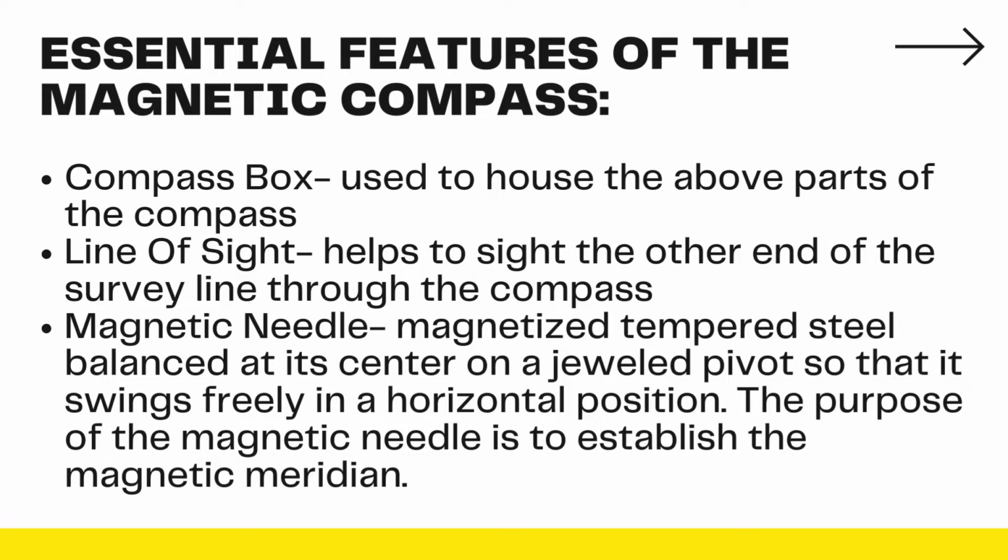The compass box is the box of the compass. It is used to house or cover the above parts of the compass. The next one is the line of sight. A line of sight helps to sight the other end of the survey line through the compass. And the last one is the magnetic needle. The compass needle is a piece of magnetized steel placed at the center of the compass, used as an indicator on the dial of the compass. The purpose of the magnetic needle in the compass is to determine the magnetic meridian.